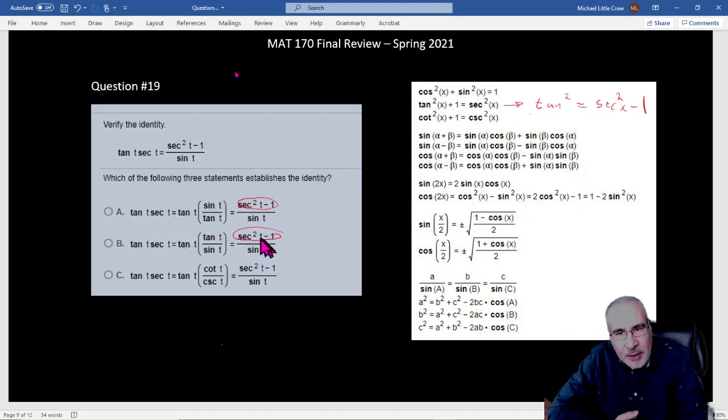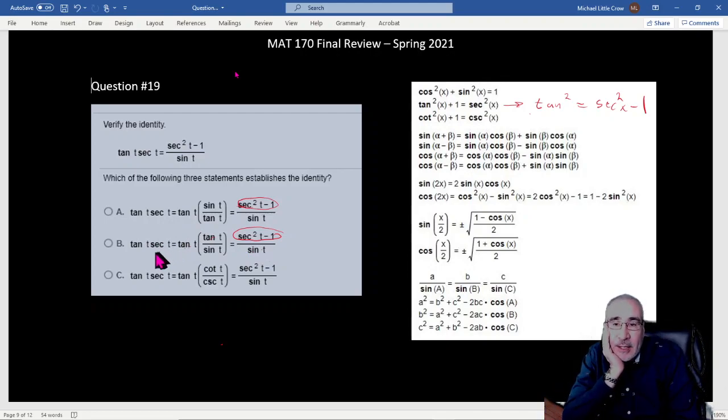And if I wanted to go backwards the other way, again with identities, we start from one side, we try to get to the other. So looking at this part, tangent is sine over cosine, divided by sine, so that's the same thing as being multiplied by 1 over sine. Sine divided by sine is 1, leaving 1 over cosine, and what's 1 over cosine? Well, 1 over cosine is secant.